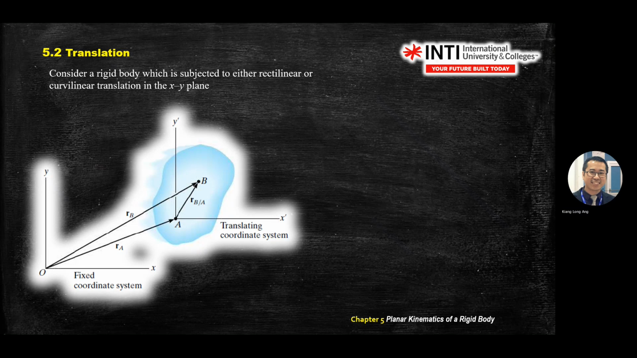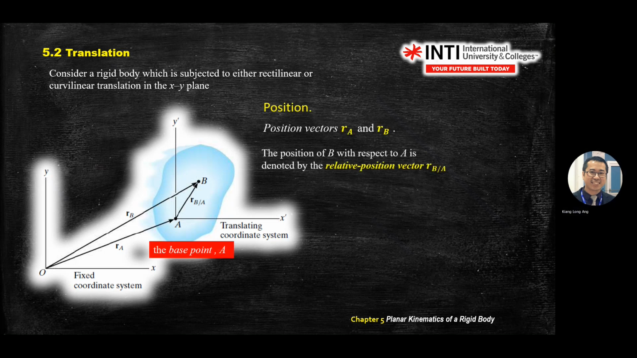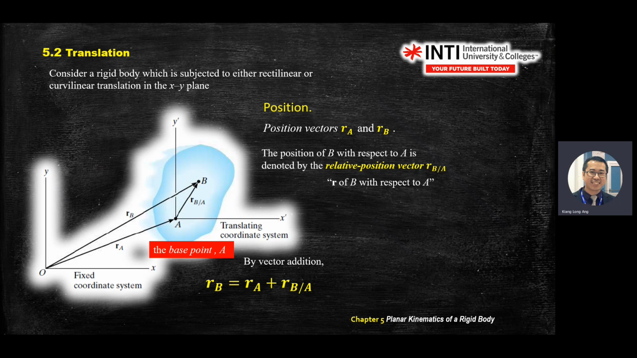Since you bring it up, you need to recall how you split your R into I and J. When you split this one into I J, this one also I J, this one also I J, then you group based on I, group based on J. There will be one question come out in your final exam. Position, we use R, as I told you. And there's a relative, which is B with respect to A, you write R B stroke A. So vector equation: RB equal to RA plus RB stroke A.